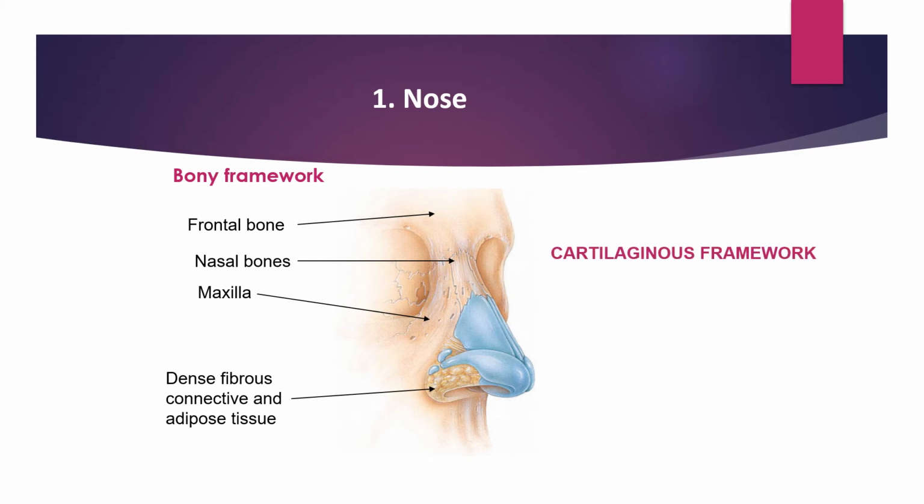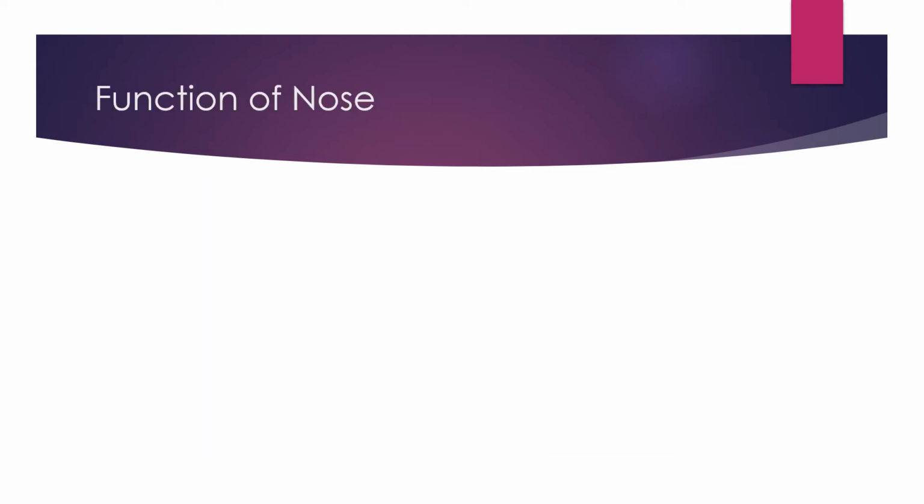Now the cartilaginous framework. Okay, what are the different cartilages which are present in the nose? So first one, this particular cartilage is known as the lateral nasal cartilages. This particular part is nothing but the septal cartilage, and this is nothing but the alar cartilage. So this is about the anatomy of the nose. So now we'll see the function of the nose.